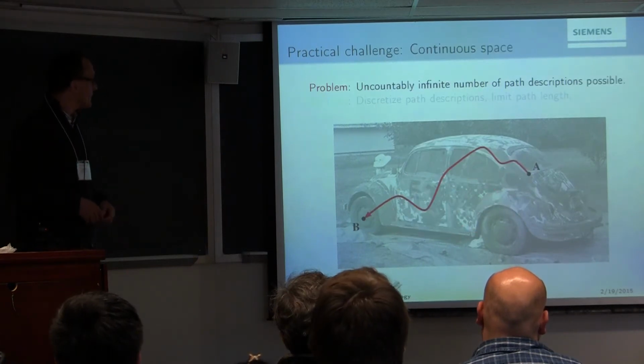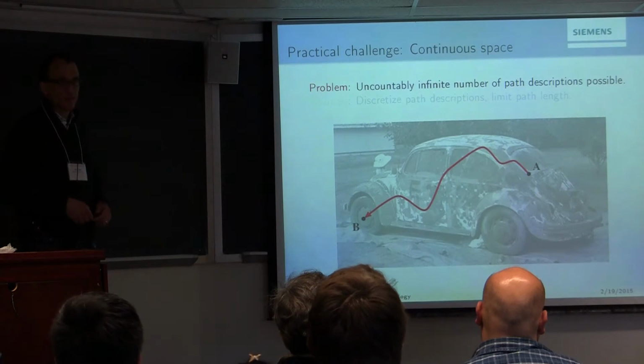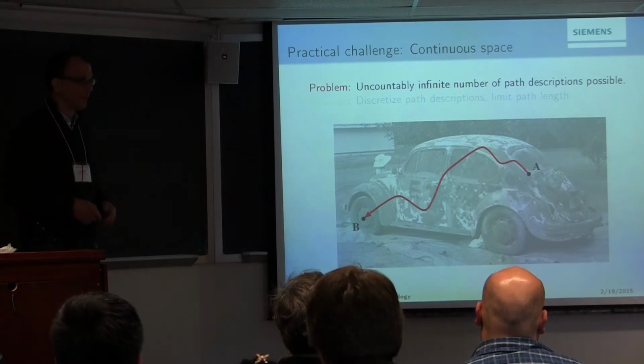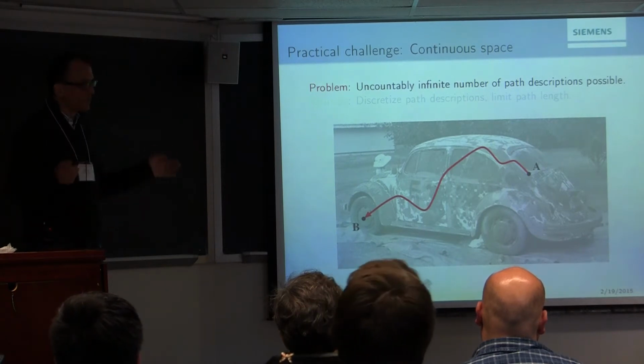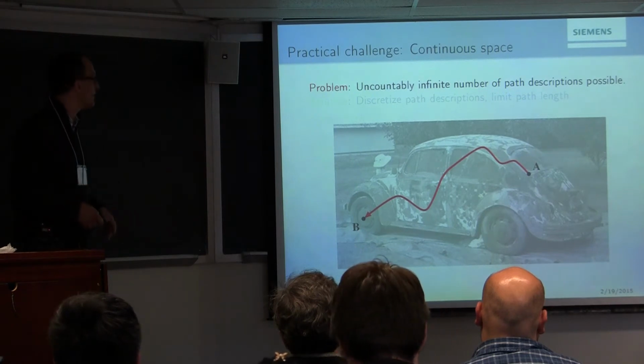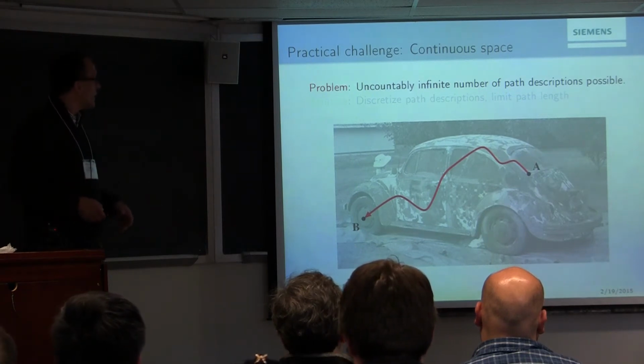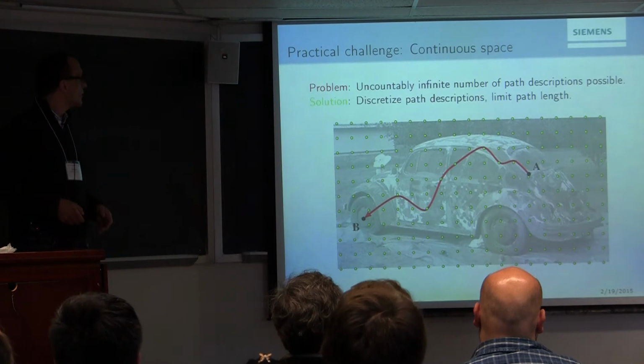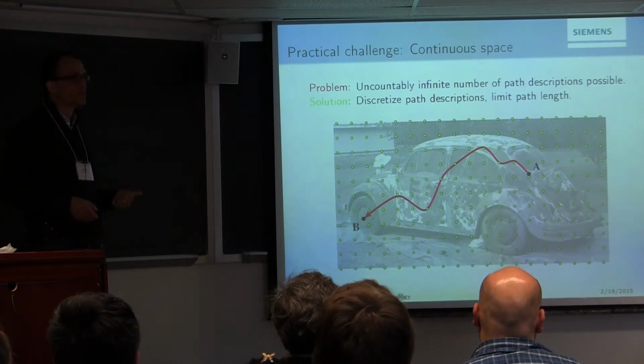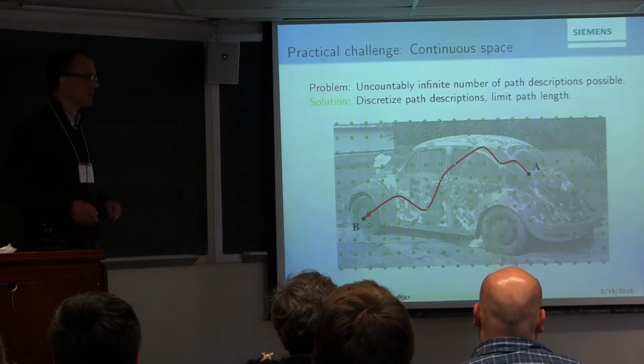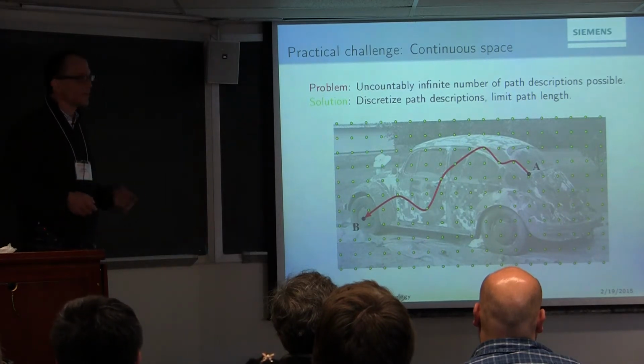The next problem is that we have an uncountably infinite number of paths, certainly. So that's, from a computational perspective, a significant hurdle. So how do we address this? We discretize the path descriptions and we limit their length. And that gives us a finite space to deal with, which makes it computationally tractable.